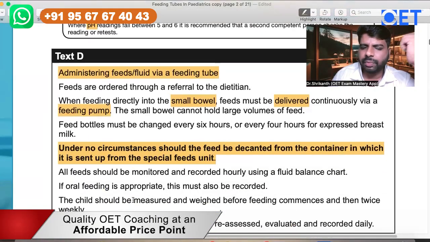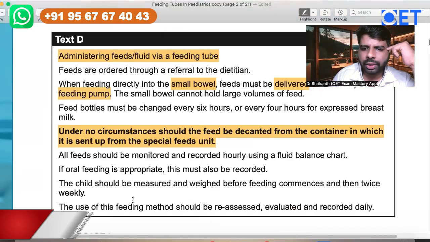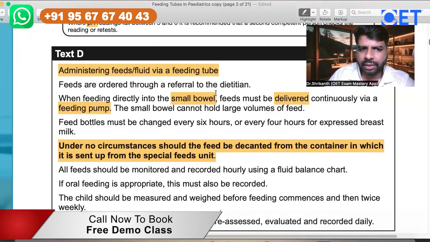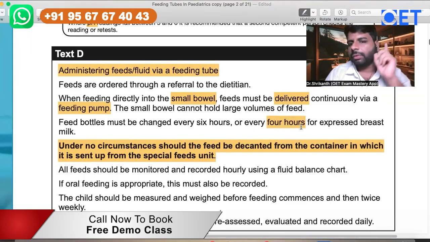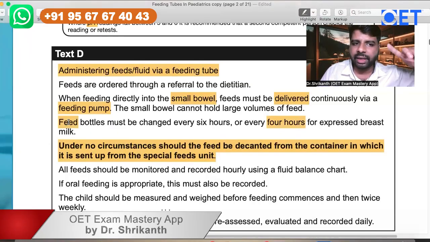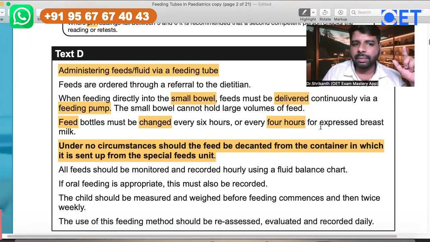So let's see whether it is mentioned here or not. Feeds are ordered through a referral to the dietitian. When feeding tubes, now see over. Oh no, you see 4 hours. This is what I was waiting for, because in the question they have mentioned specifically 4 hours. Now the second keyword is there: feed bottles, replaced. Replace means change. Feed bottles must be changed every 6 hours, or every 4 hours for expressed breast milk.